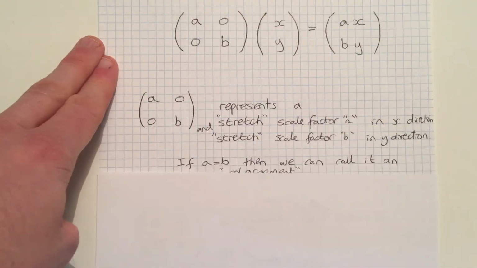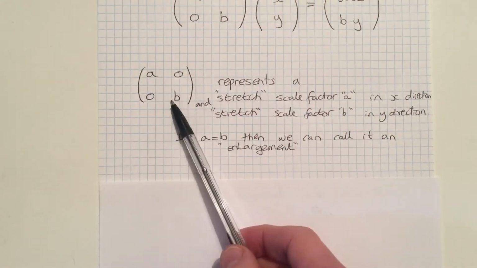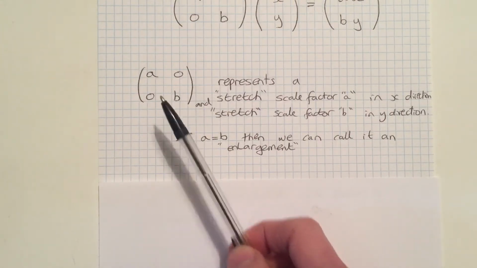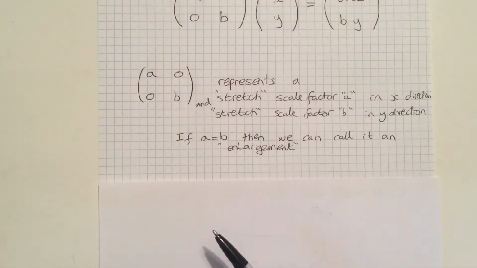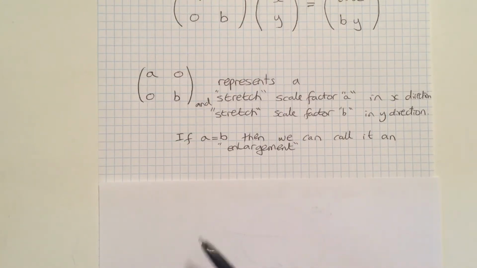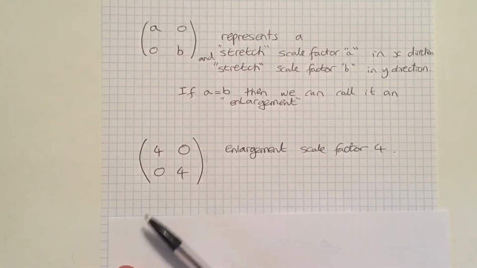If it so happens that actually A and B are equal, if these numbers are the same, then it is a stretch in the X and Y direction of the same factor, in which case we would just call it an enlargement like we had at GCSE. So this matrix here represents an enlargement scale factor 4.